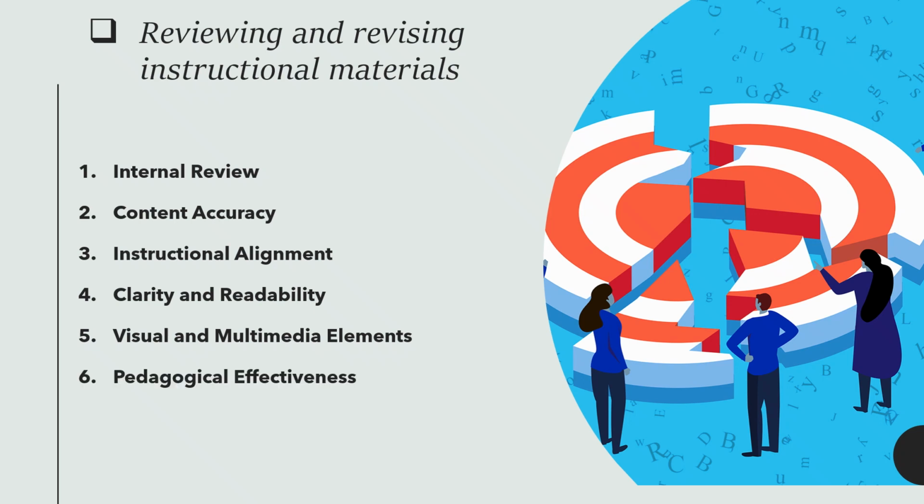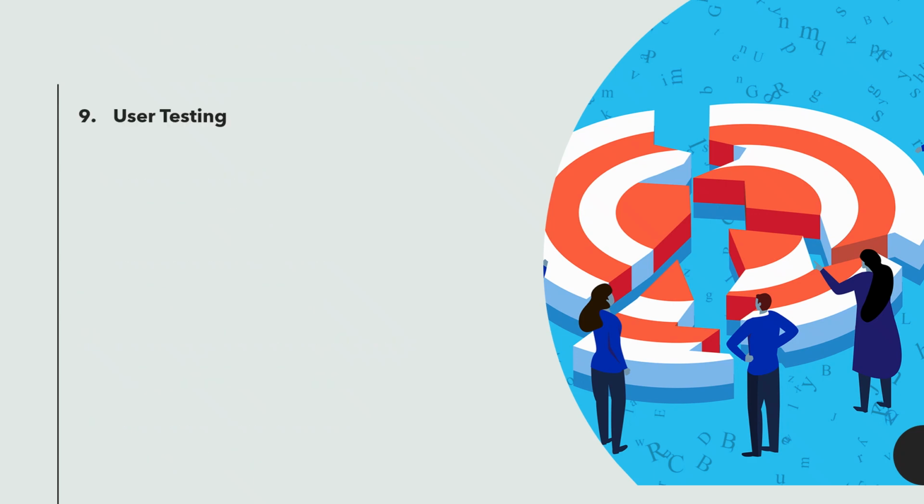Then step 6. Pedagogical effectiveness. Determine if the materials actively engage learners and promote deeper understanding of the subject matter. Step 7. Accessibility and inclusivity. Verify the materials are accessible to all learners, including those with disabilities. Step 9. User testing. Conduct user testing with a representative group of learners who match the target audience.